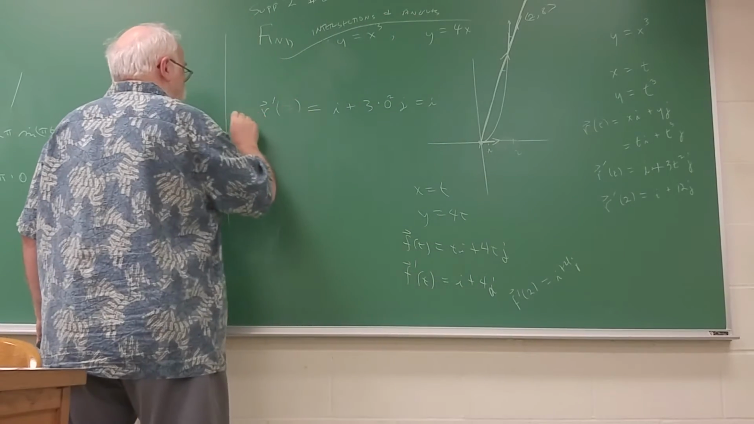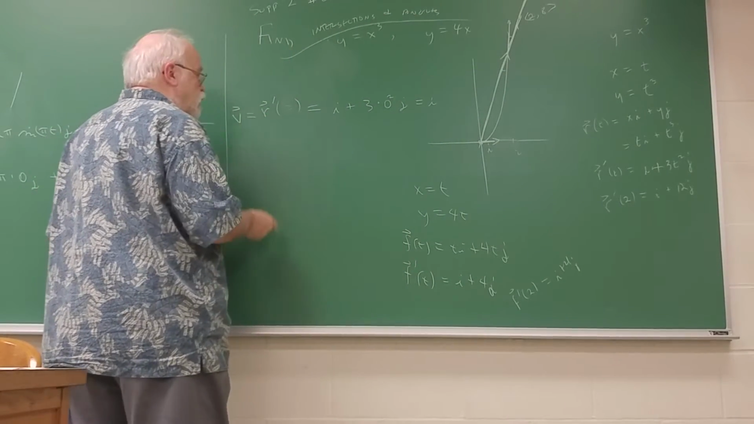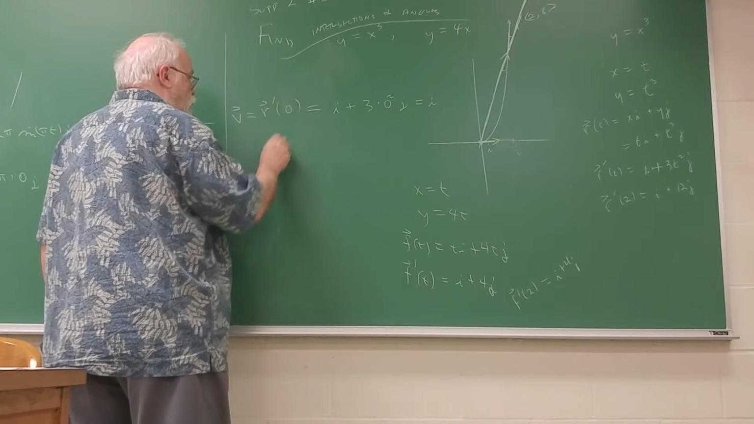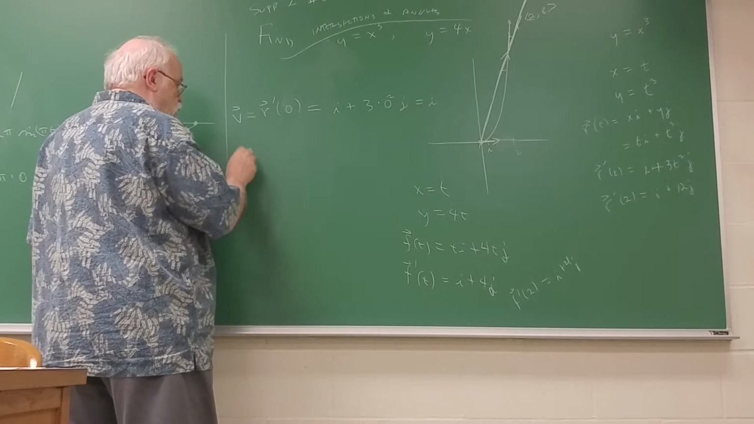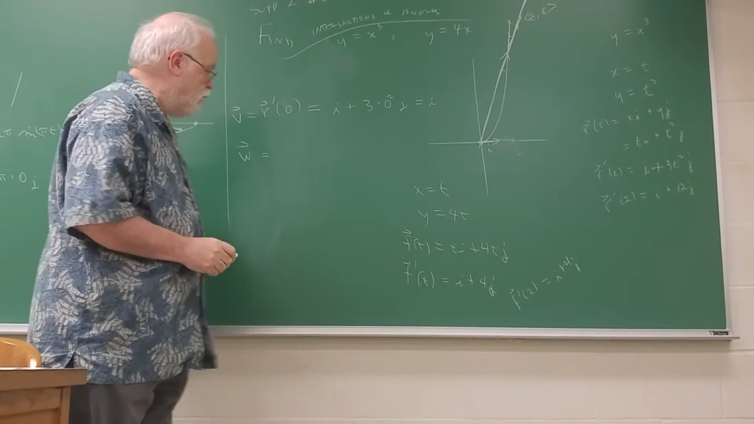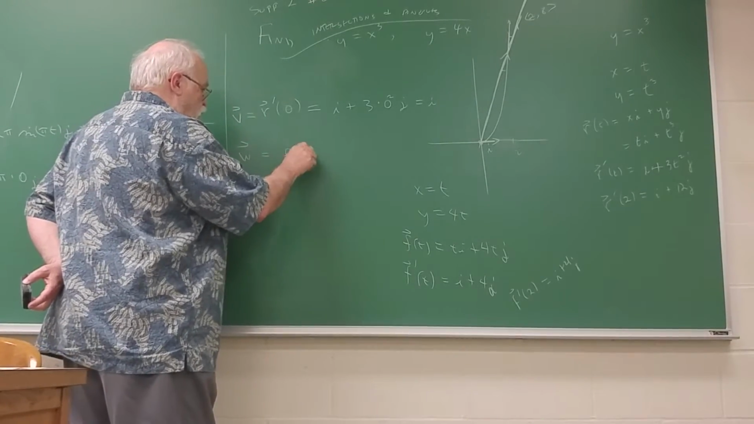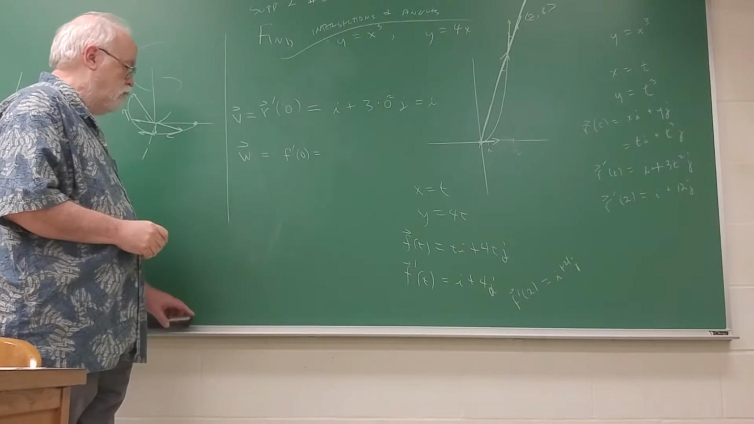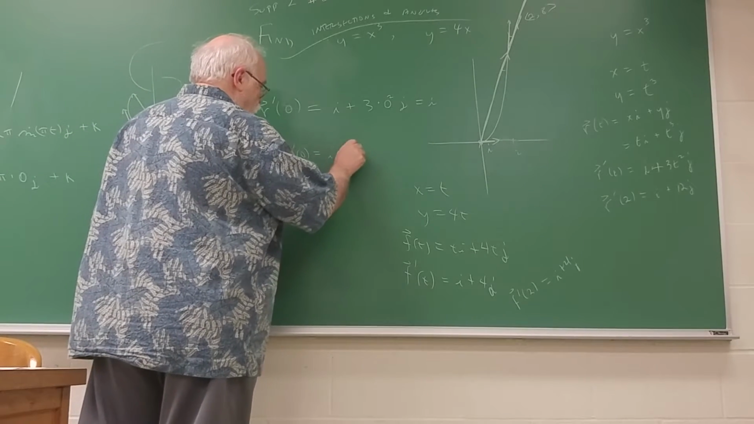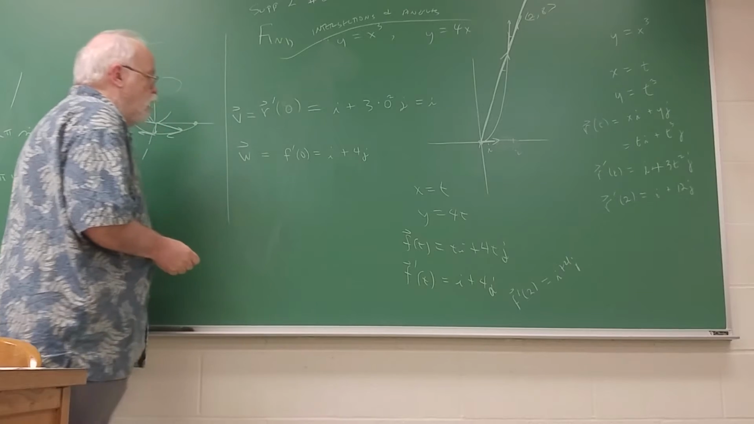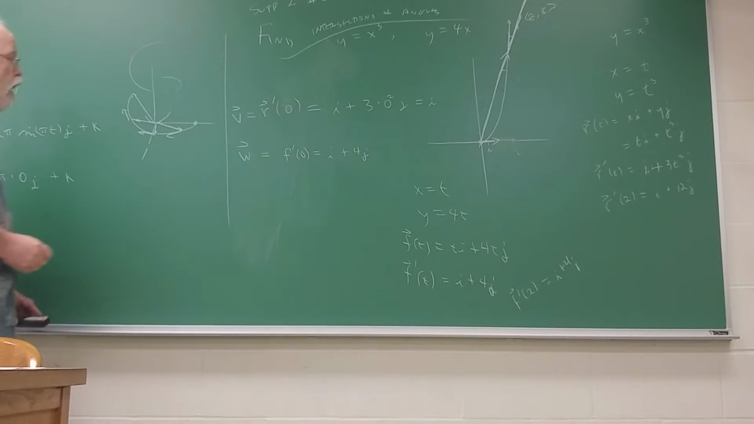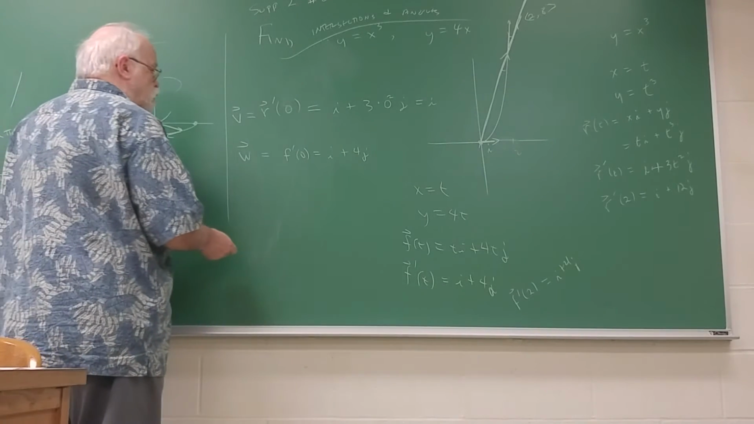Maybe we'll call this vector V. I've already used A and B. So we have V and W. And for W, I'm going to take F prime at 0. What's F prime at 0? Same thing. Now I guess we could still call it B if we wanted to. So let's work this one through.